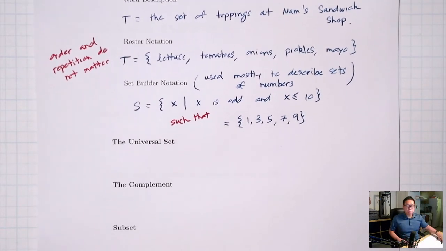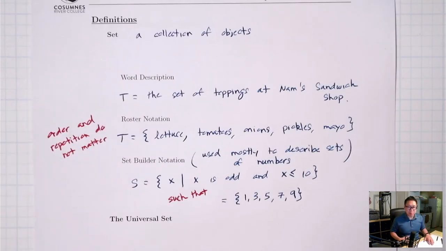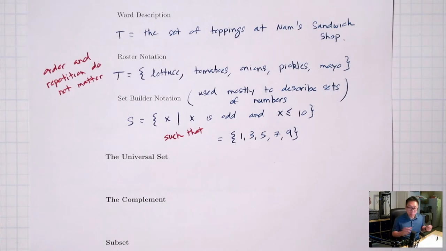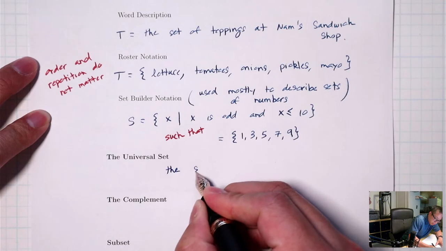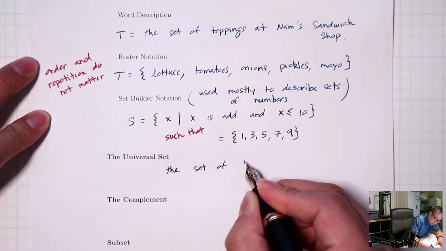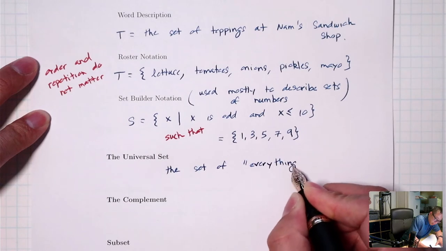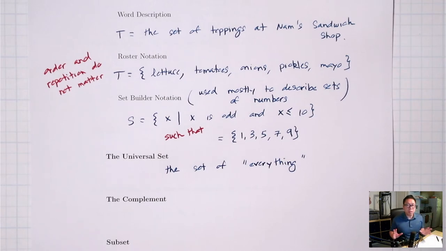The next terminology is the universal set. So when you go to my fake restaurant and I ask you, what do you want on your sandwich? And you say everything, right? That's what a universal set is. Universal set is basically the set of everything. And I use quotations here on the word everything because everything means something different in each scenario.